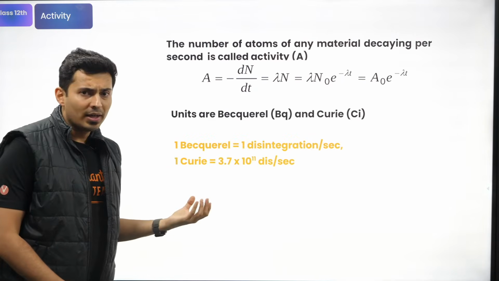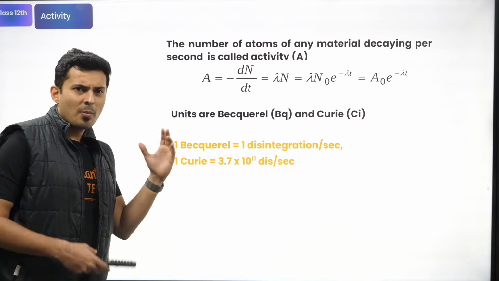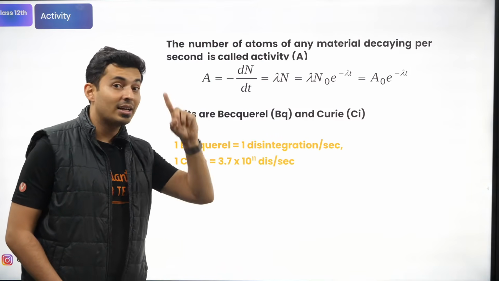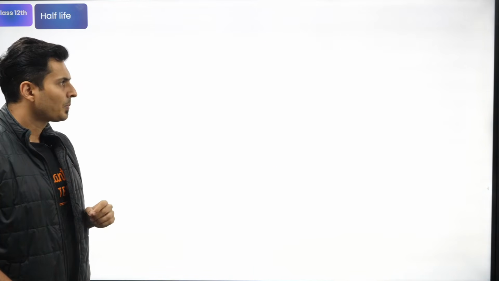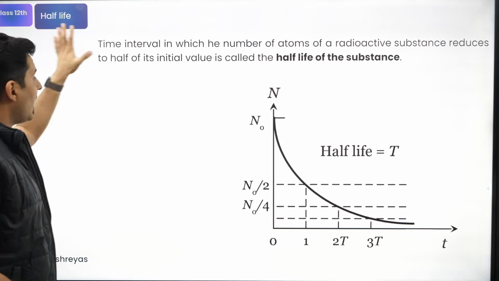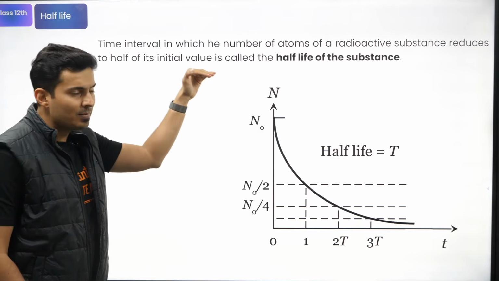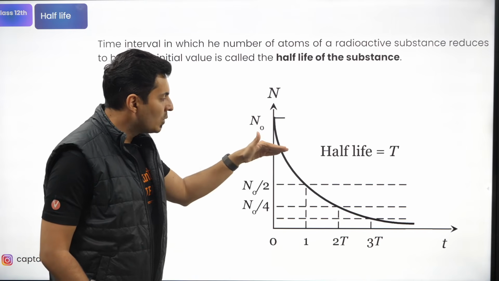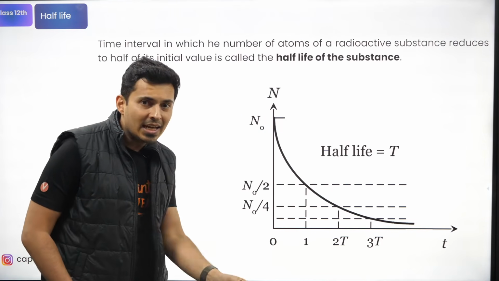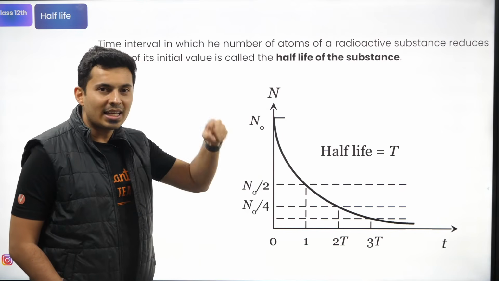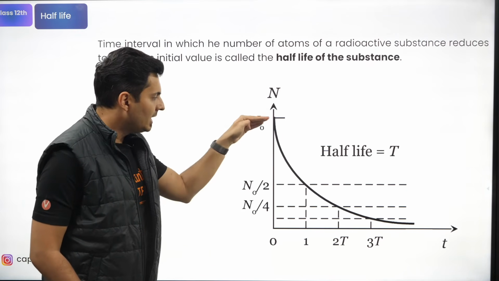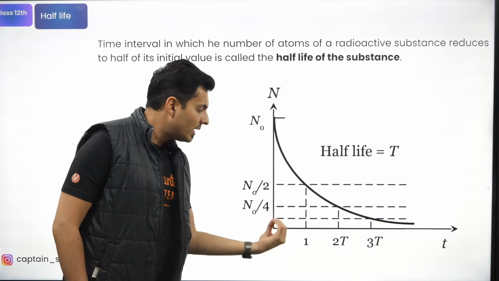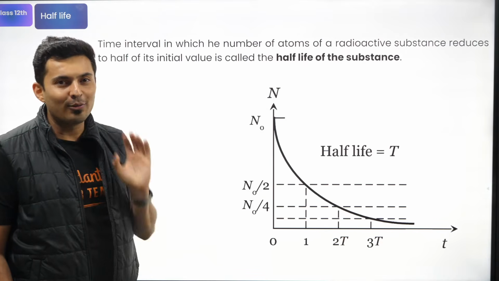The units of activity are generally becquerel and curie. Becquerel is very simple, it's just 1 disintegration per second, but 1 curie is 3.7 times 10 to the power 11 disintegrations per second. The next thing that you should know is the half-life of any element. As the element decays into a much more stable compound, you will see that the number of nuclei present in the sample decays exponentially because the formula had e raised to negative lambda t. And after some time the sample reduces to half its original value. So that time taken to reduce to half its value is called one half-life.